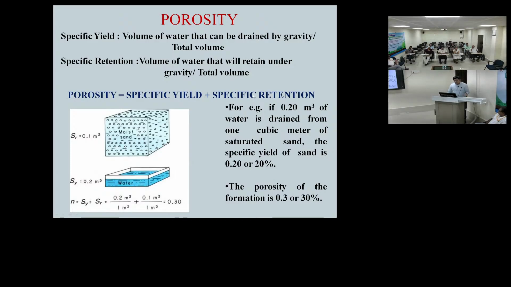Now, ultimately, specific yield plus specific retention is the porosity. Mainly, of the porosity from the porous space, how much we have drained, and whatever is retained due to capillary forces or surface tension forces, that together is called porosity.